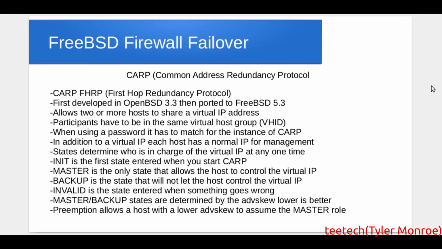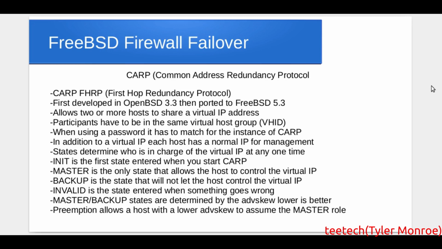All right? So you can only have one or the other by default. You can do more advanced things with load balancing, but that's beyond what we're going to configure today. Now, the states that you need to remember. Init, so that's the first state you enter when you turn on the CARP protocol. Okay? Master is the only state in CARP that allows the host to control the virtual IP address. Okay? Now, likewise, backup is the state that will not let the host control the virtual IP.